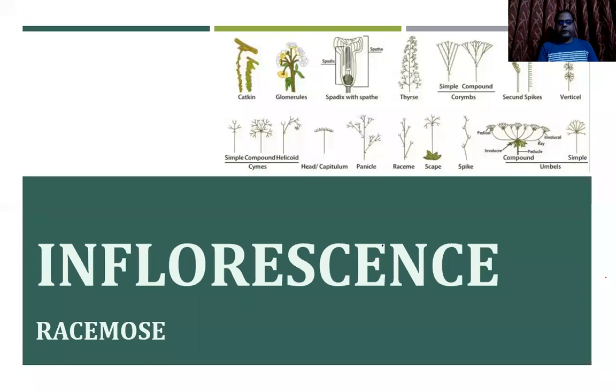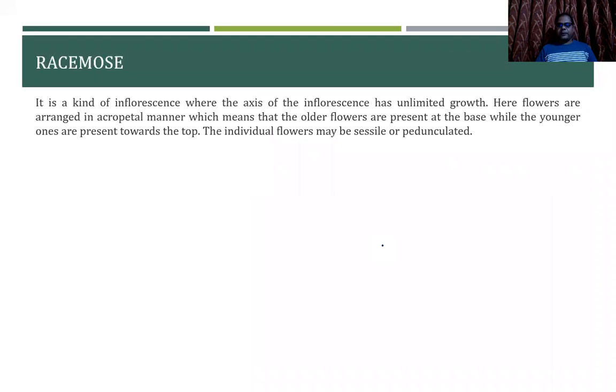In the last video, we talked about inflorescence, especially the solitary kind of inflorescence. Now, in this video, we will be talking about the racemose type of inflorescence. Let's understand the racemose type of inflorescence. The racemose type of inflorescence is where the axis of the inflorescence has unlimited growth.